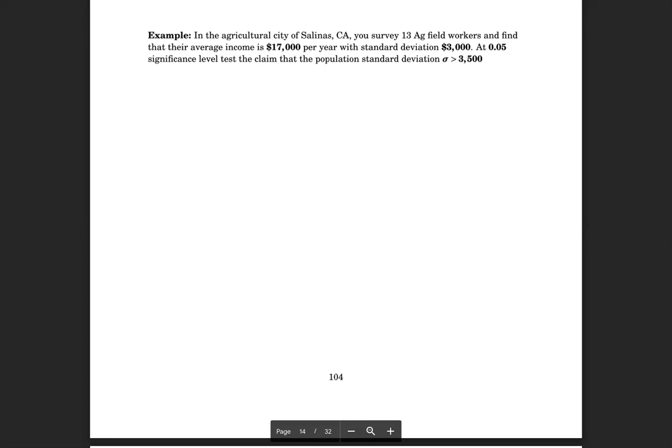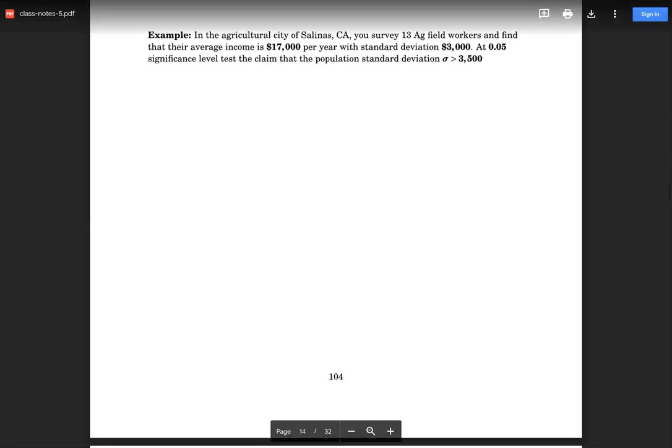So in the agricultural city of Salinas, California, you surveyed 13 people, okay? So your n is equal to 13, and find that their average income was 17,000 per year with standard deviation of 3,000. Actually, we don't use this number here. It's just for information purposes. At 0.05 significance level, test the claim that the population standard deviation is greater than 3,500. So number one, we assume normality of income.